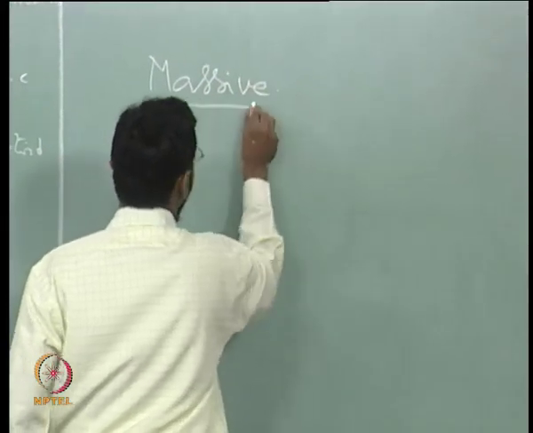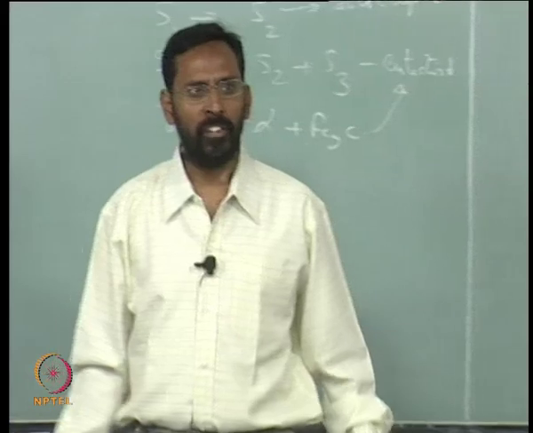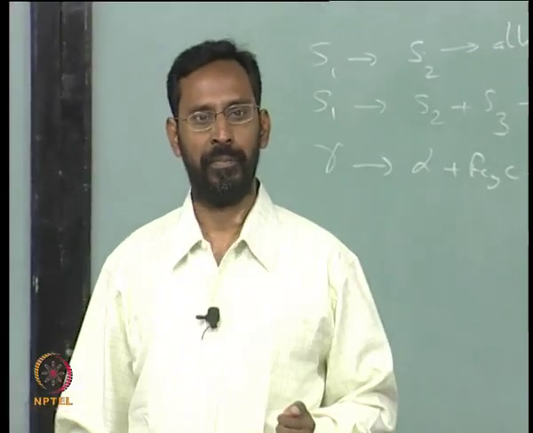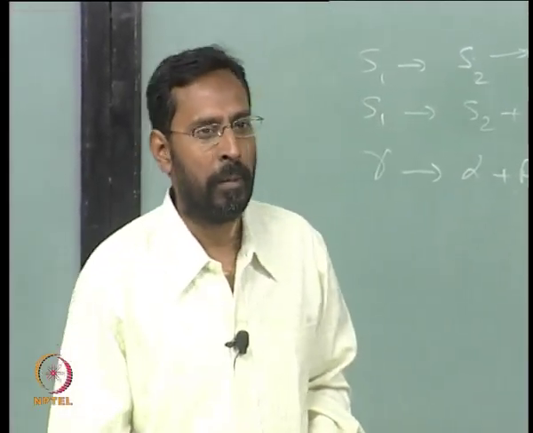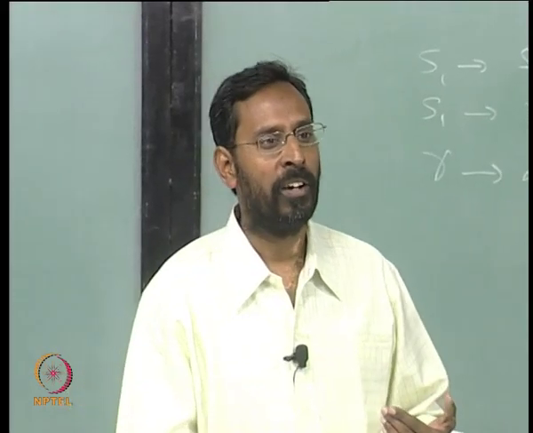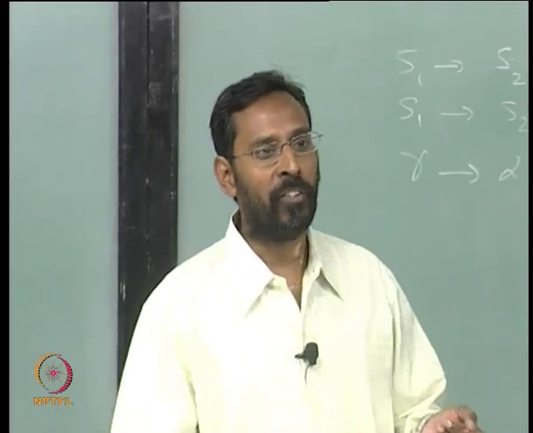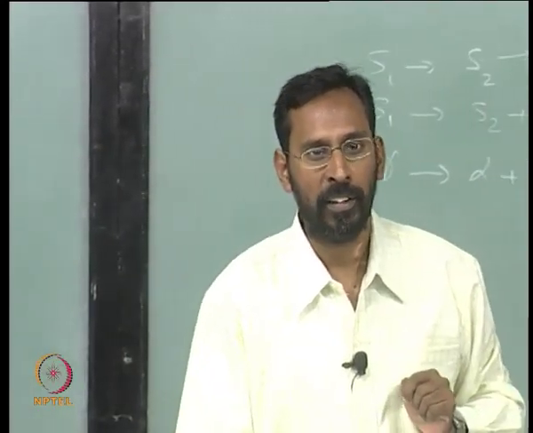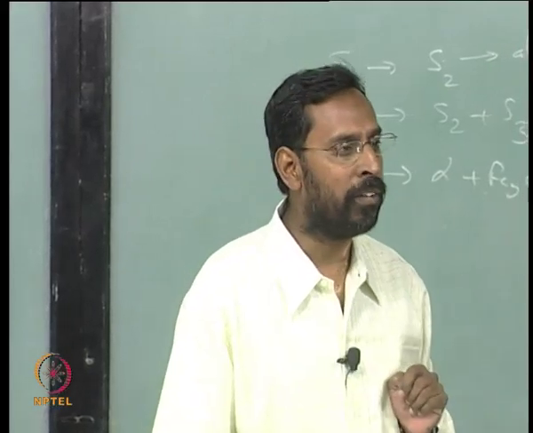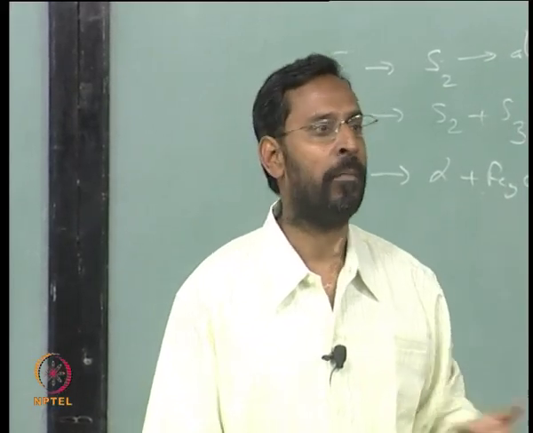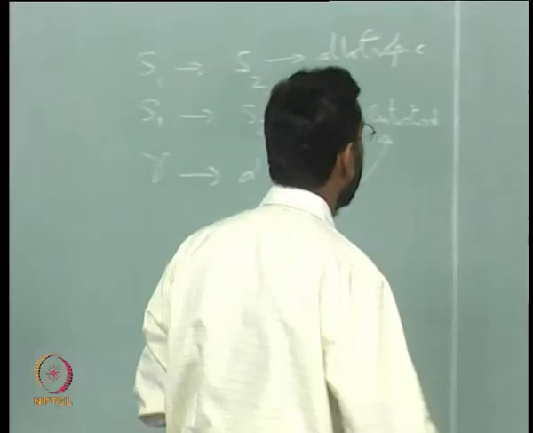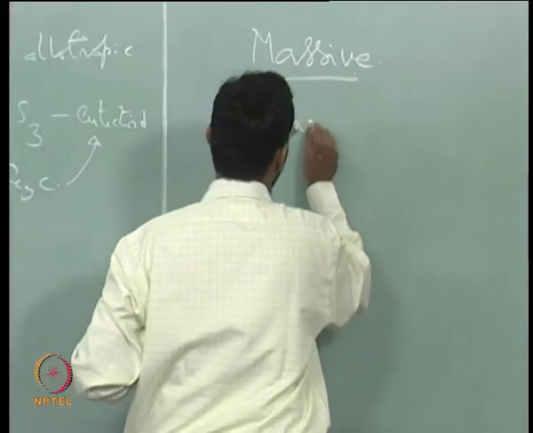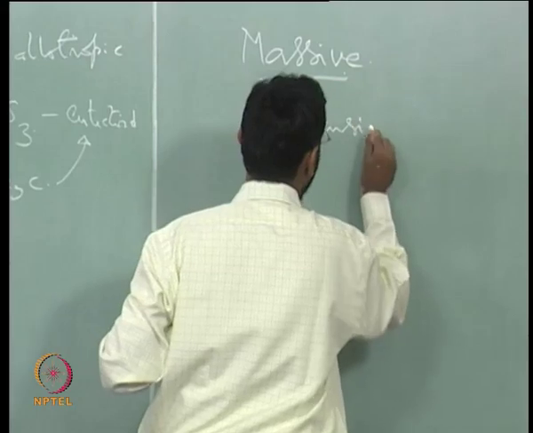Why we call them massive is because such a transformation is very fast. Why is it very fast? Because it does not involve long range diffusion. You cannot say it does not involve diffusion. Are you aware of any transformation where it does not involve diffusion? Martensite. So that is the next type of transformation, where you have Martensite.